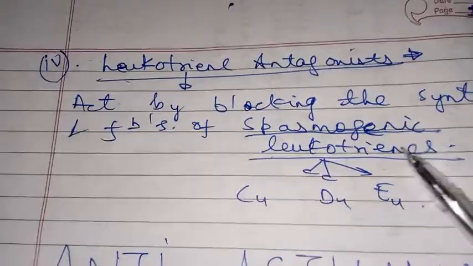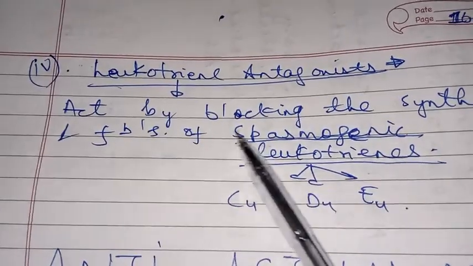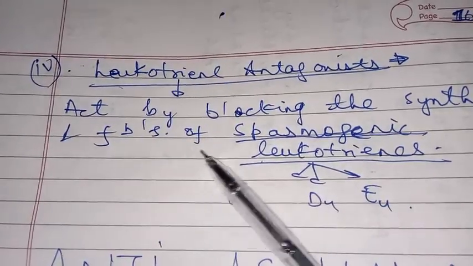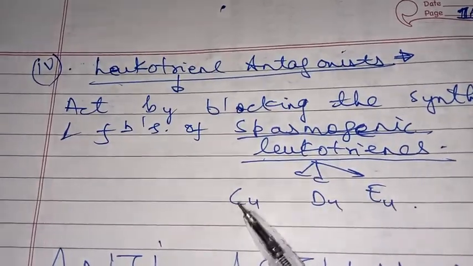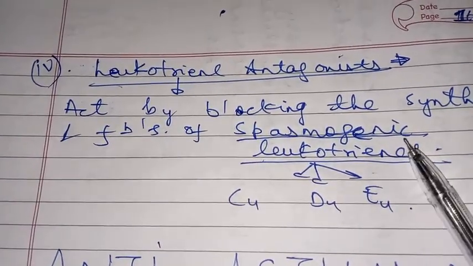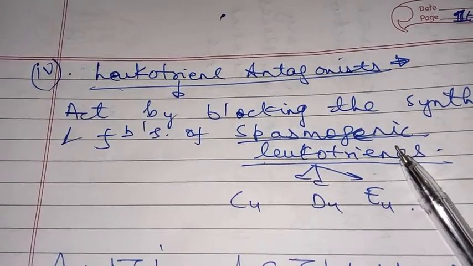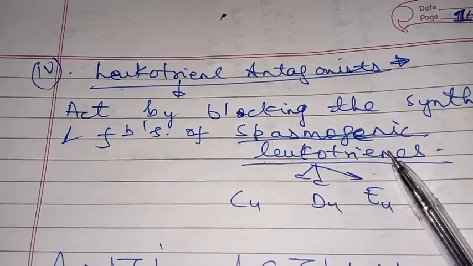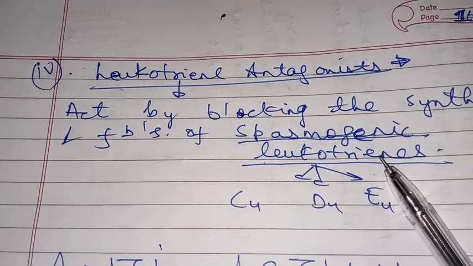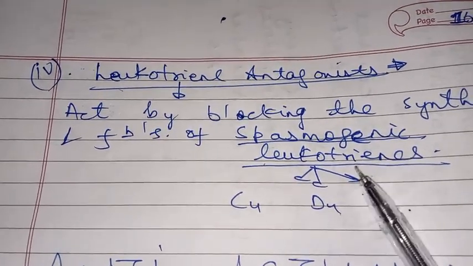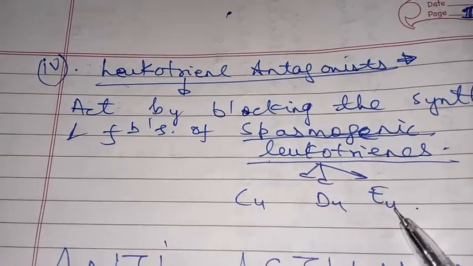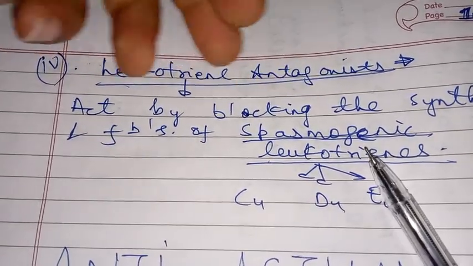And lastly, we have leukotriene antagonists. Leukotriene antagonists function by blocking the synthesis and function of spasmogenic leukotrienes, that is C4, D4 and E4. Spasm, as we know, is involuntary contraction. So these leukotrienes C4, D4 and E4 will be blocked by the leukotriene antagonist drugs.